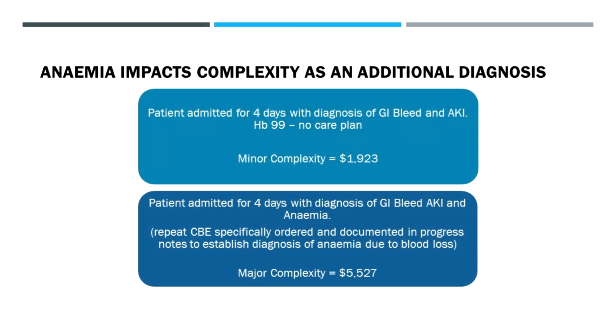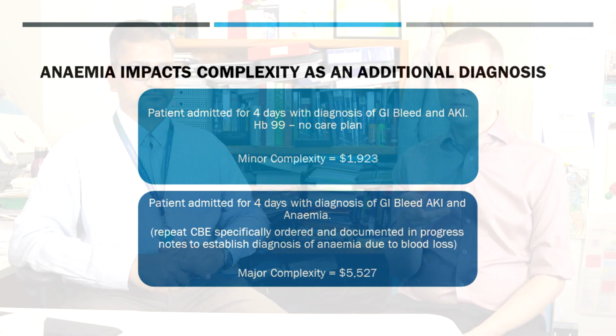Absolutely. So here's just some basic examples. Someone's admitted for 4 days with a GI bleed and acute kidney injury, and it just says hemoglobin 99 and doesn't have a specific diagnosis. We're not actually transfusing that, which is fair. So that would actually come out a minor complexity of $1,900. Don't worry too much about the money, but it's just telling the story of the value that's there.